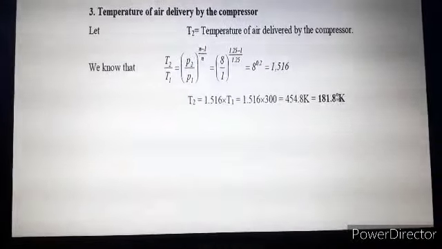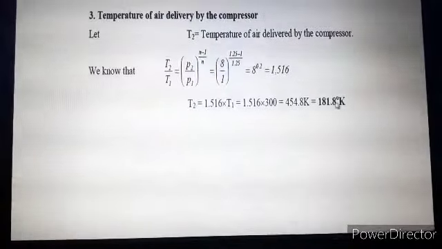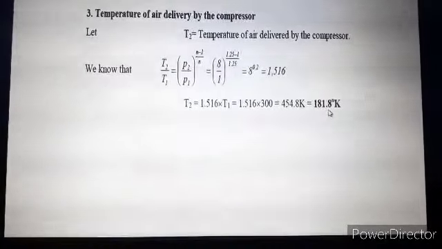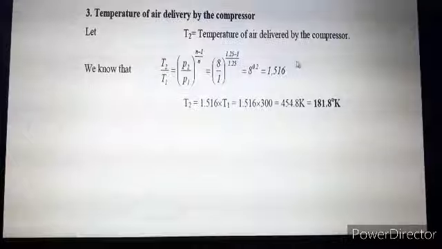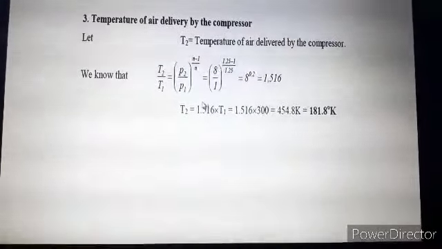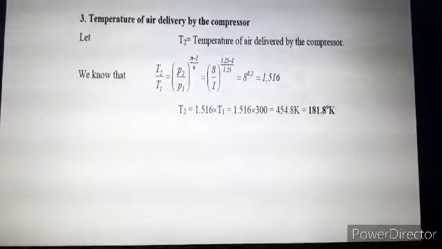So it is degree Celsius, so by mistake it is written as degree Kelvin. So it is 181.8 degrees Celsius. Now we'll stop here and we'll practice similar numerical in the next lecture. Thank you.